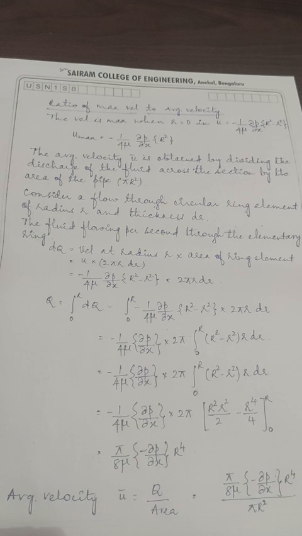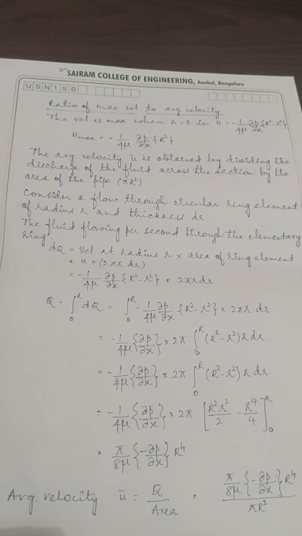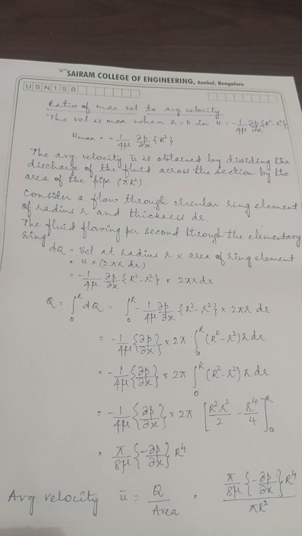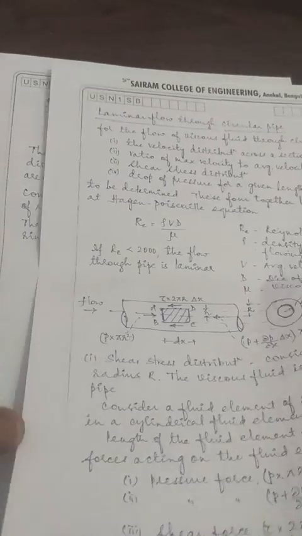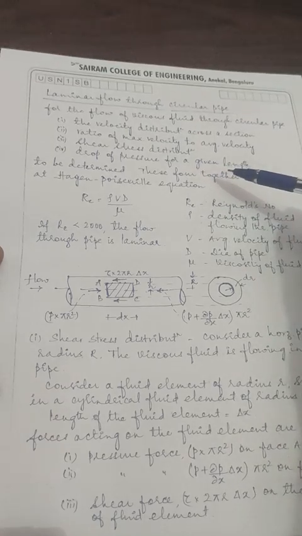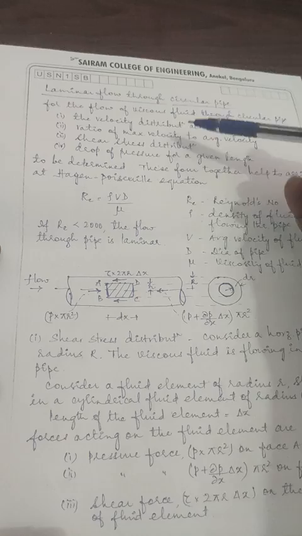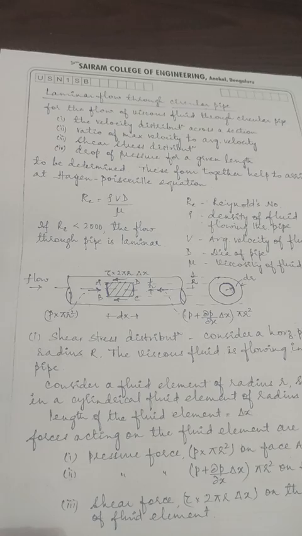In the previous class we took the Hagen-Poiseuille equation. To arrive at the Hagen-Poiseuille equation, we need four equations. One is the velocity equation, then the shear stress equation, and then we have to take the ratio of maximum velocity to average velocity. That is listed here, along with the drop of pressure for the given length. Considering all these four equations together, finally the Hagen-Poiseuille equation is arrived.